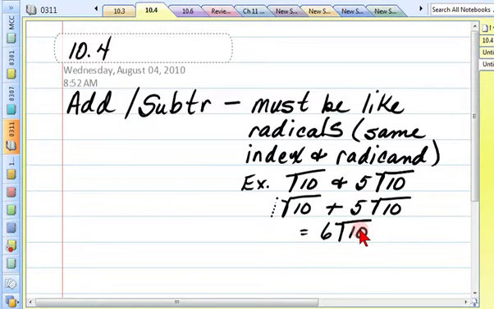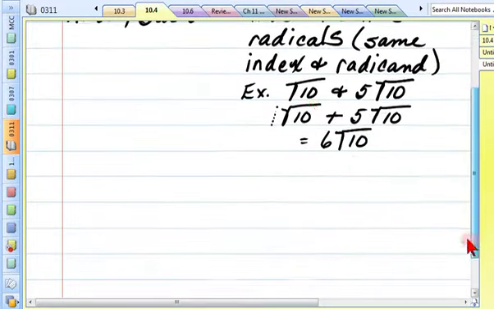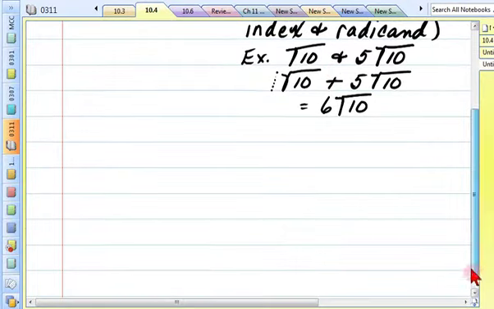And it's very similar to adding and subtracting like terms with polynomials. If I had 3 times x squared plus 5 times x squared, I'd get 8x squared. And I do the very similar thing with radicals. Now, sometimes I have to simplify the radicals before I can try to add or subtract them. So let's take a look at question number 1.